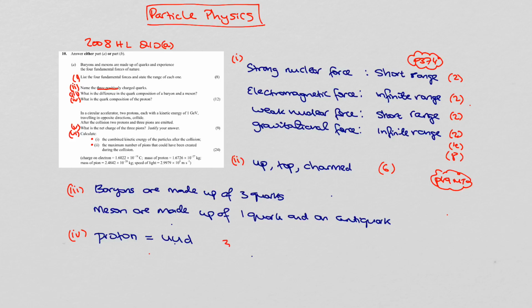So it was 3 marks for that question. And then the baryons and the mesons was also 3 marks and 3 marks. Okay. All right, so the next one then is part 5, right?